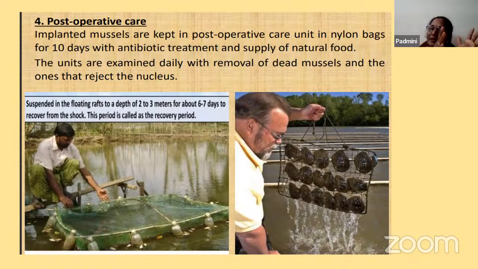If they have accepted, then they are within the body. If they haven't accepted, they are going to throw it out. You will come to know whether it has thrown it out. And sometimes due to this operation technique, sometimes due to bad handling, the oysters or the mussels can die. So all those dead ones can also be removed. So that is the importance of the post-operative care that you're going to do in this particular experiment. This is how you're going to keep a 2 to 3 meter nylon bag, and you're going to keep those mussels over there. And this is also a way you're going to take care of them.